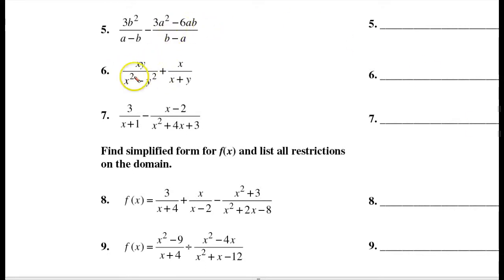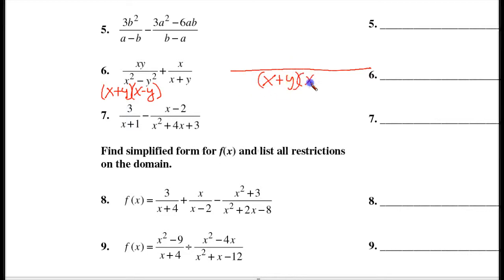Now in number 6, as we look at it, do we have common denominators? No. So we have to make it a common denominator. So I will show you the strategy for this. I'm going to factor this one into its conjugates, x plus y, x minus y. Well, our common denominator then would be this, so x plus y, x minus y.